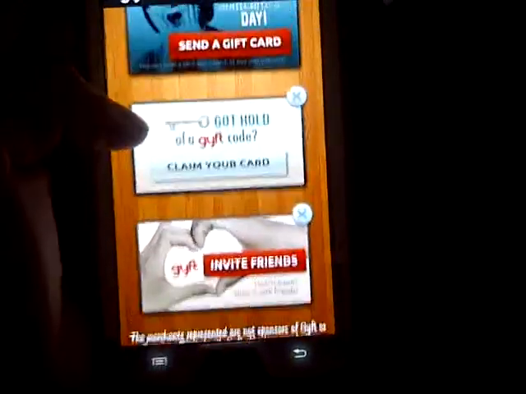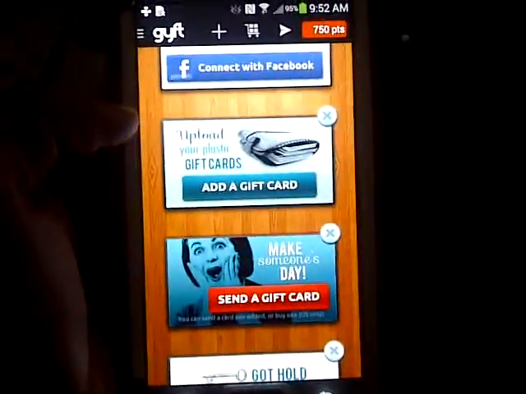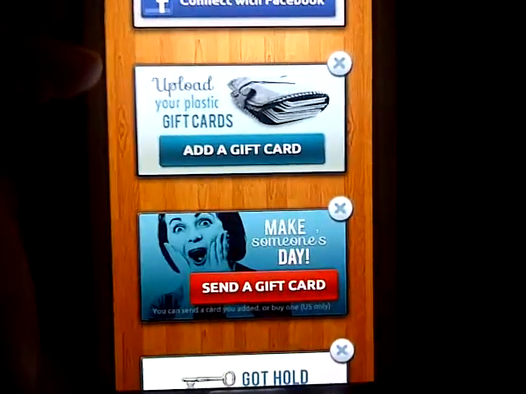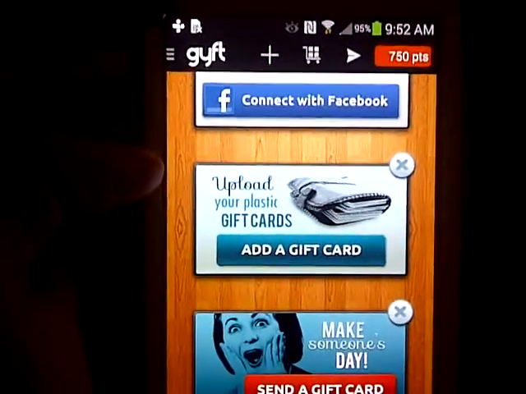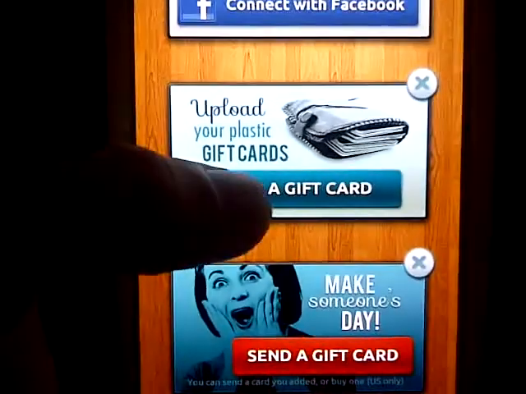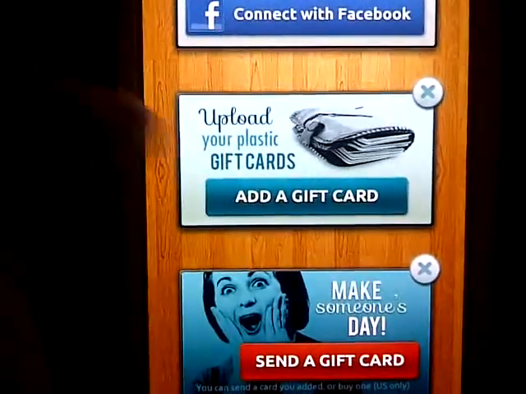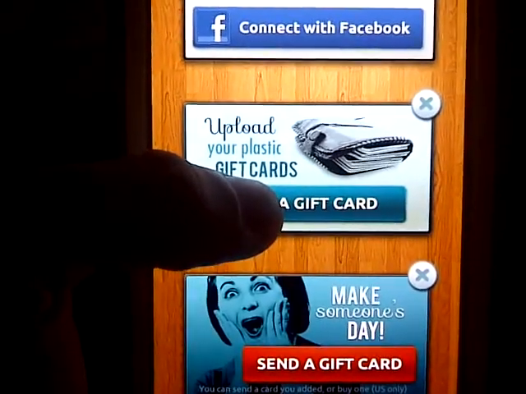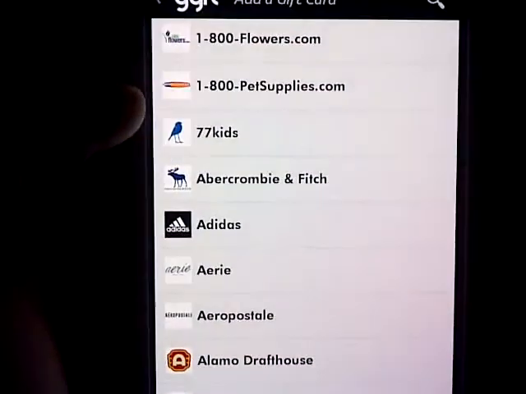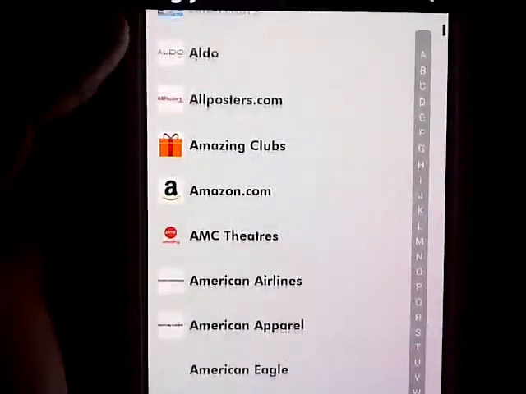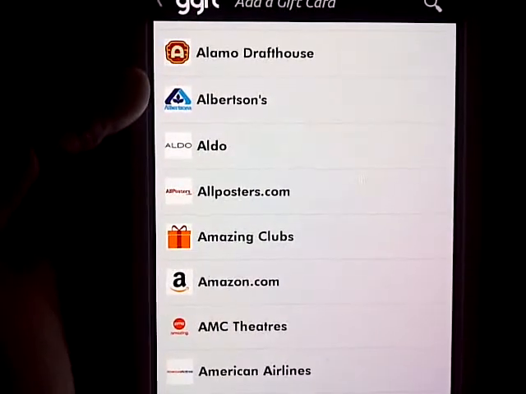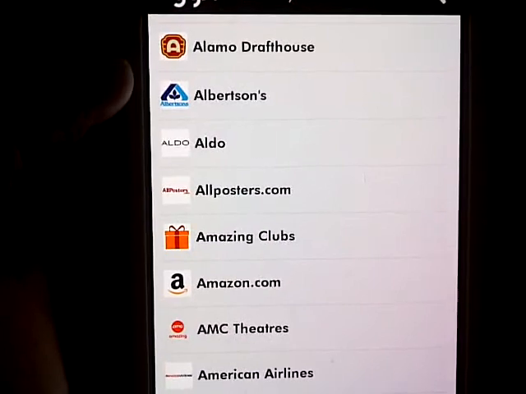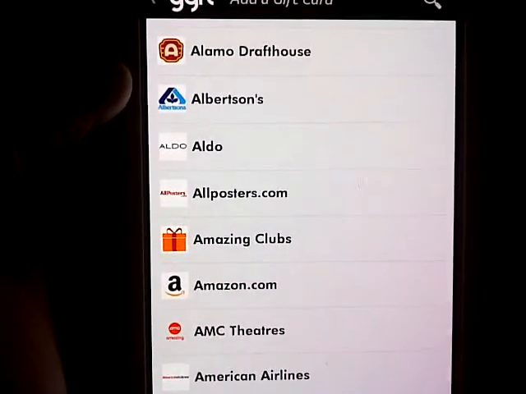And let me see, what else does it say? Okay, another thing you can do, this is very interesting, is not only can you take the gift cards that you bought from Gyft, but you can also add a gift card. And this is typically how you would add a gift card that maybe they didn't sell, because look at all these other gift cards that you can add into it. I mean, they don't offer Albertsons gift cards, but if you have an Albertsons gift card, you could add that gift card into this app.